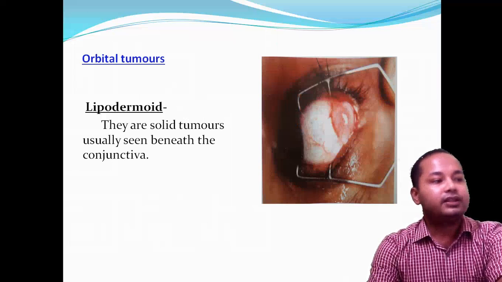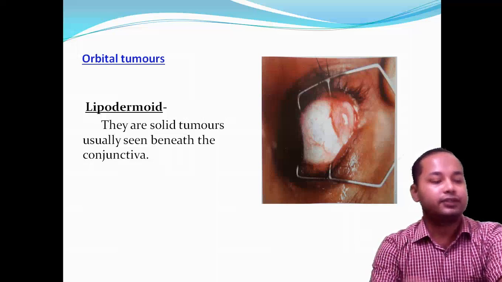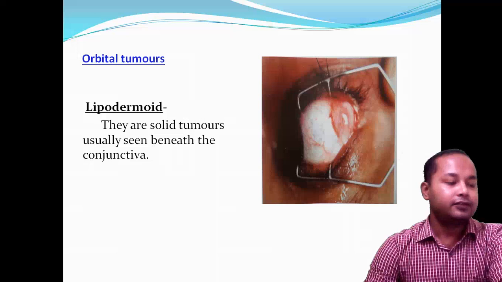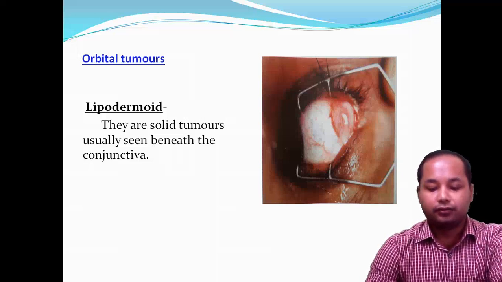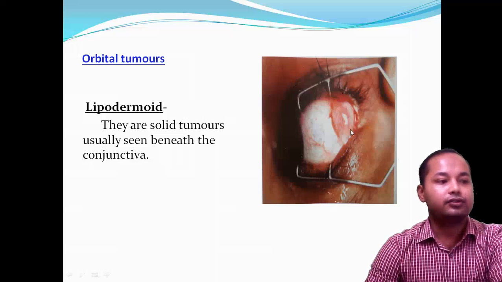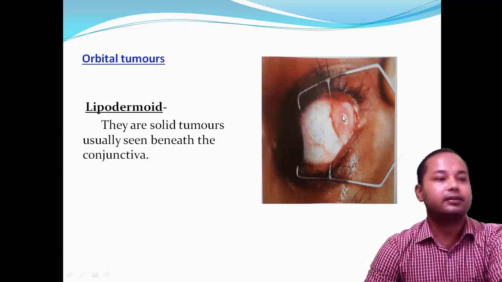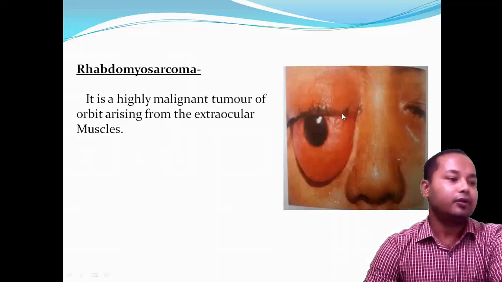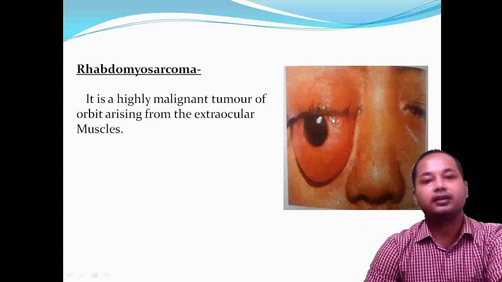Lipodermoid is another orbital tumor which is present in the eyeball. So in this picture you can clearly make out that there is an orbital tumor which is found in this part. This orbital tumor will make some kind of symptoms like the eyeball popping out. This is lipoid, that means some fat material is there. So lipodermoid is the presence of fat in the eyeball.